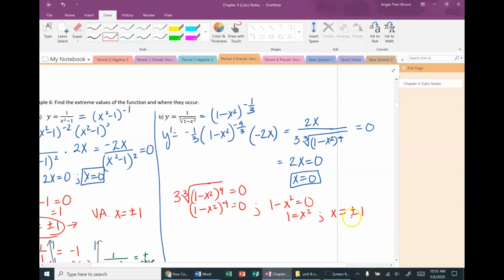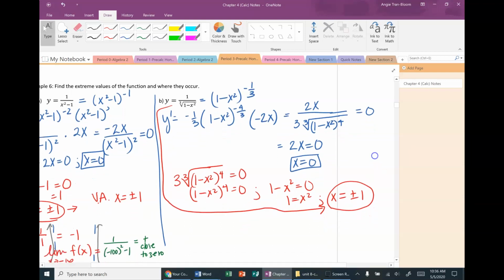This is where the derivative doesn't exist, but let's see why that is. Let's connect that to the original function. Well, the derivative does not exist at x equals plus or minus 1 because the original function is discontinuous at those places, okay?